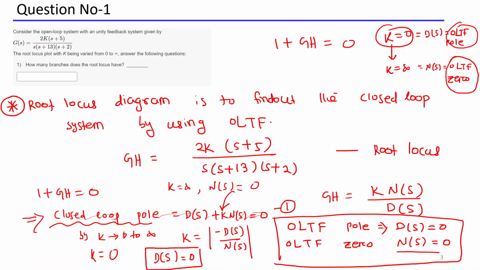So you now got 2 points. One, at k equal to 0, your root locus will start at the open loop transfer function pole, and where will it end? It will end at k equal to infinity at the open loop transfer function zero. Now you can tell me, in question number 1, when you vary k from 0 to infinity, how many branches does the root locus have? Can anybody answer this question?